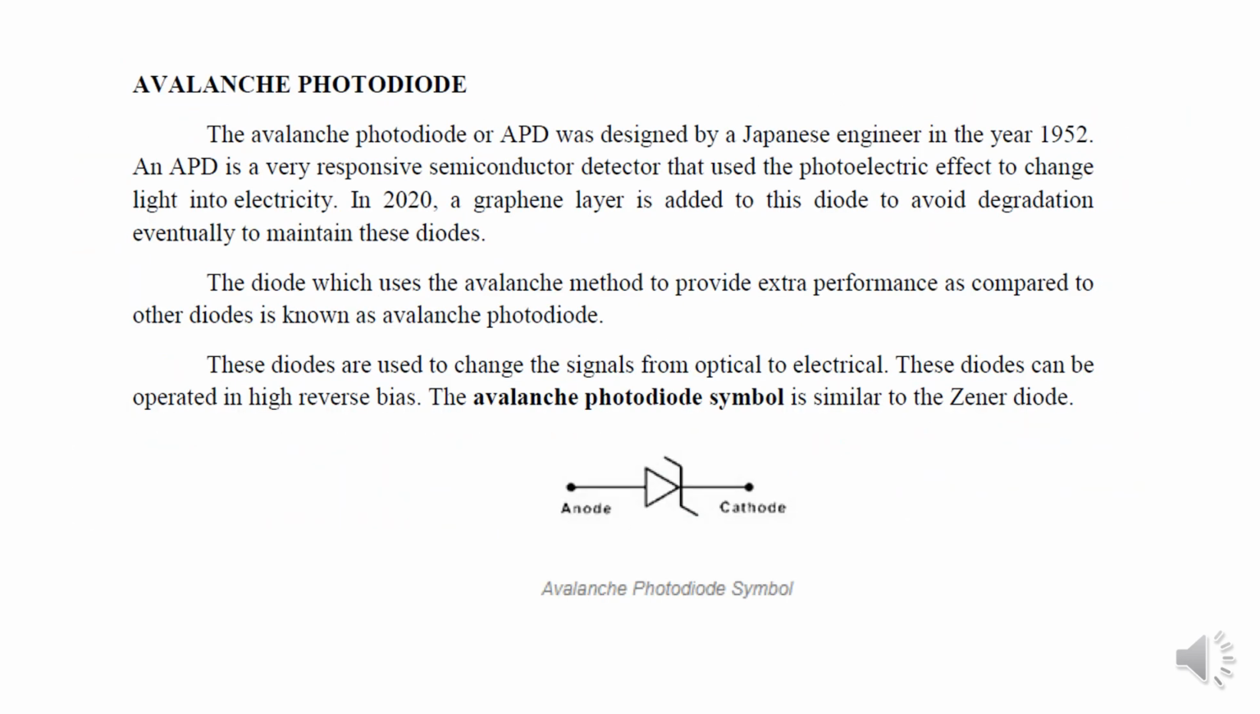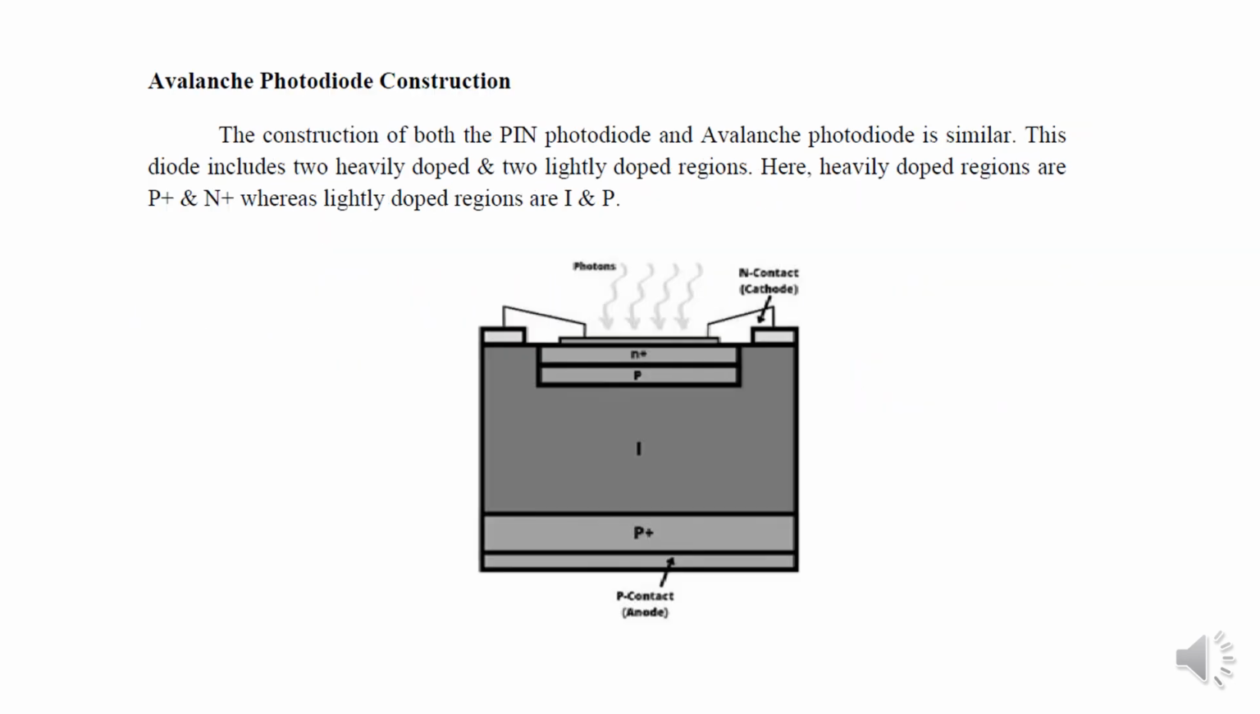Now we can see the avalanche diode. Here this is the symbolic representation of the avalanche diode. The avalanche diode was designed by a Japanese engineer in the year 1952, and it is a very sensitive semiconductor detector that uses the photoelectric effect to change light into electricity. The diode uses the avalanche method to provide extra performance as compared to other diodes. Therefore, it is said to be the avalanche diode.